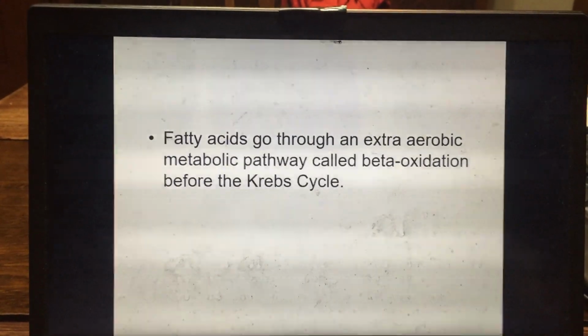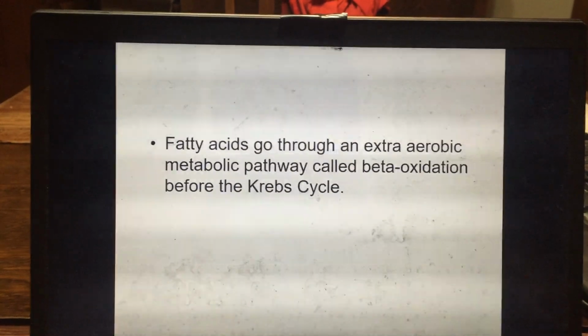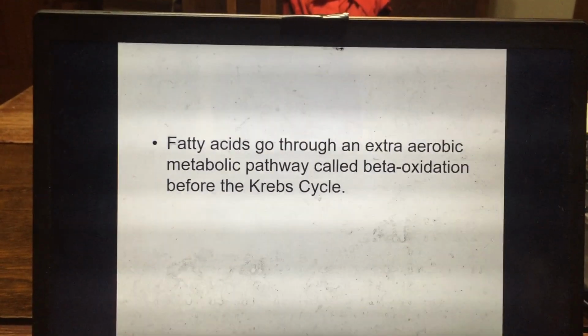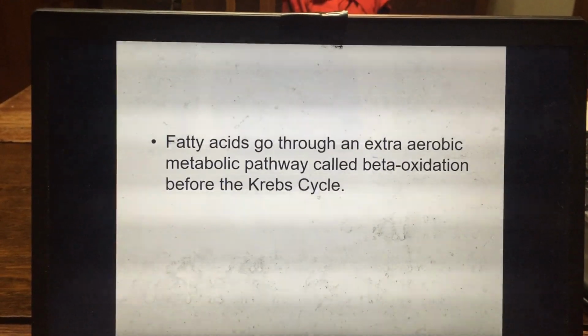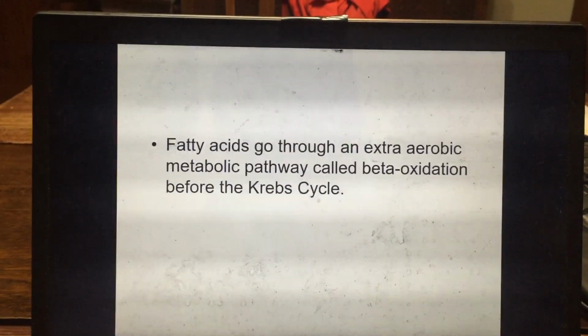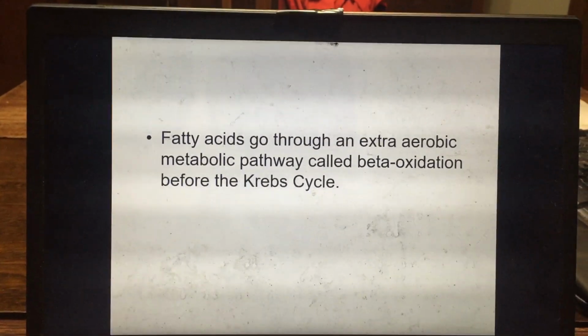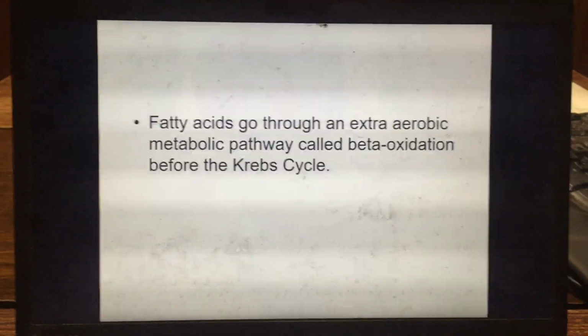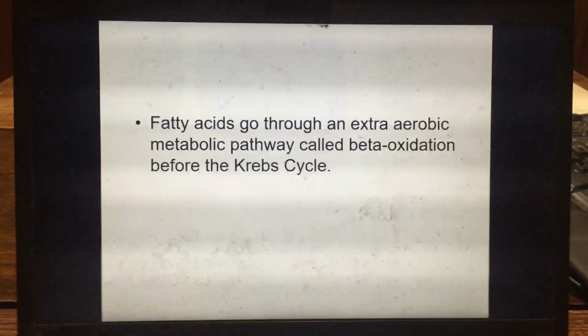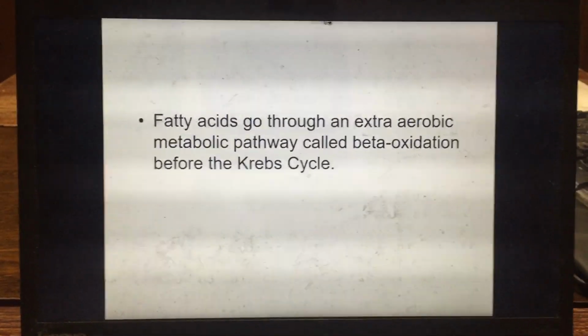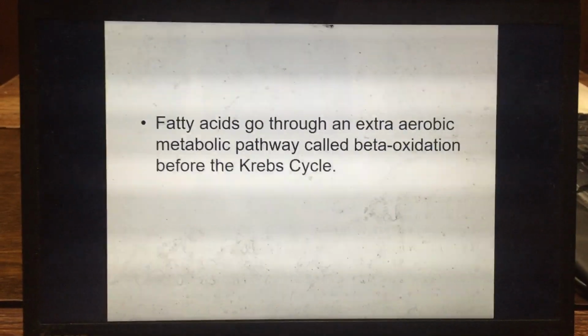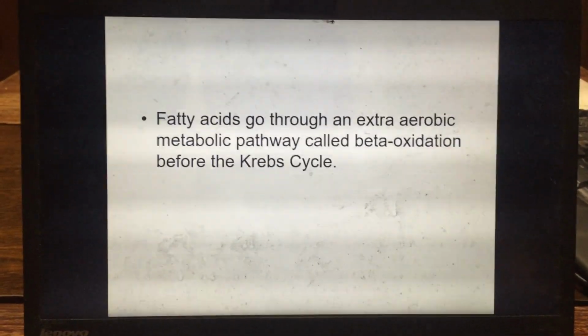Now I mentioned that fatty acids go through the Krebs cycle and the electron transport chain, but they're very large molecules. They involve these long carbon chains. Those carbon chains have to be initially chopped up through a different metabolic pathway called beta oxidation, and this occurs before the Krebs cycle.